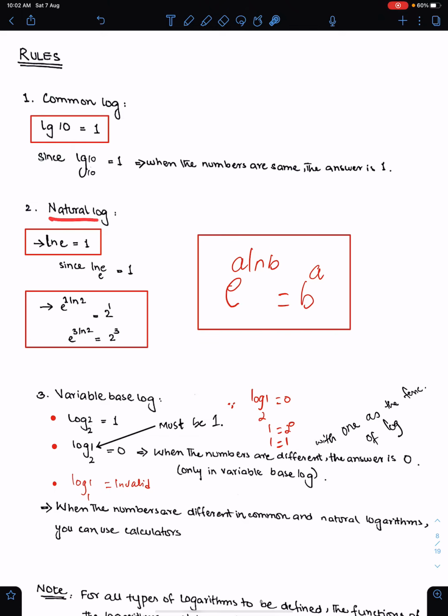Natural logarithm. ln e is 1. Why? Because in ln e, the base is also e. So since both numbers are same, the base and function, so the answer is always 1. Like this.